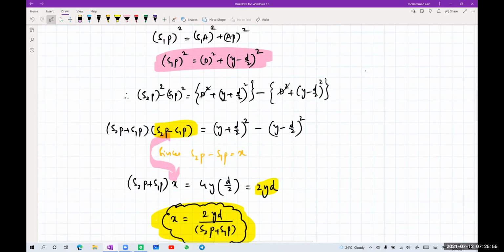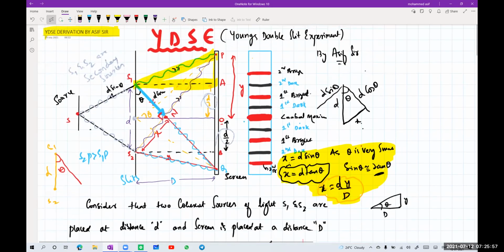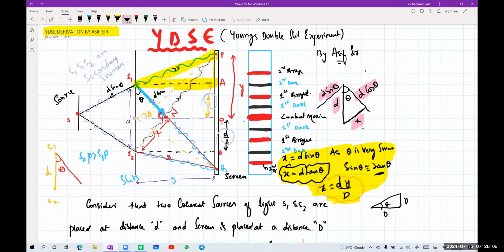Even if we don't want this entire derivation, we can directly write it in one line here. What I did is, if we resolve this d, this is the distance d, if we resolve it, this is d sin theta, this is d cos theta. Since these two are parallel to x, in vectors we can equate them. So x is equal to how much am I getting? d sin theta. As theta is very small, sin theta is approximately equal to tan theta.